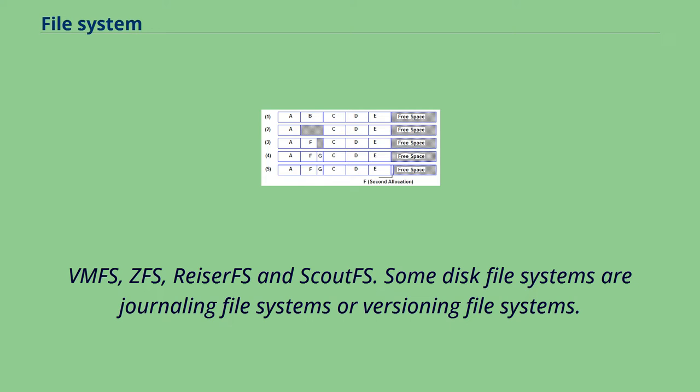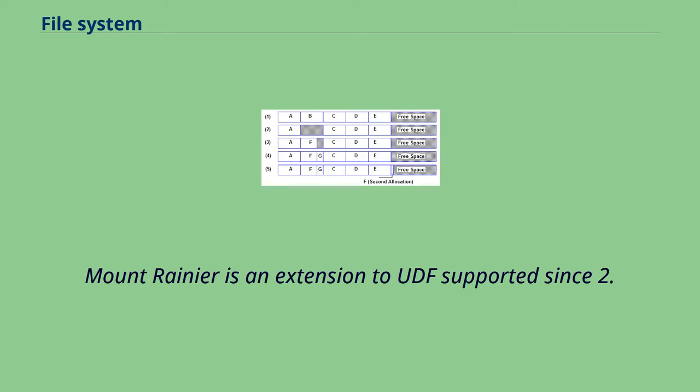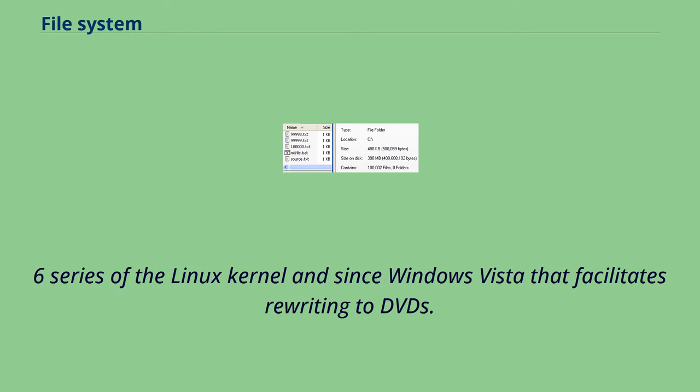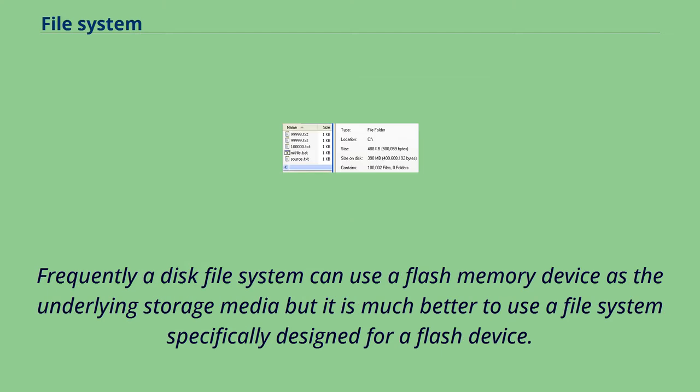Some disk file systems are journaling file systems or versioning file systems. Optical disks: ISO 9660 and Universal Disk Format are two common formats that target compact disks, DVDs and Blu-ray discs. Mount Rainier is an extension to UDF supported since the 2.6 series of the Linux kernel and since Windows Vista that facilitates rewriting to DVDs. A flash file system considers the special abilities, performance and restrictions of flash memory devices. Frequently a disk file system can use a flash memory device as the underlying storage media, but it is much better to use a file system specifically designed for a flash device.